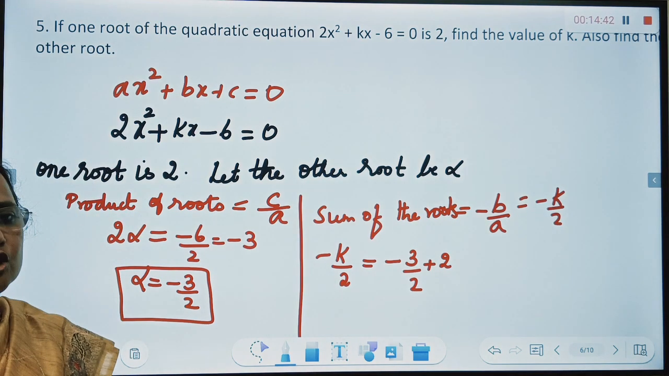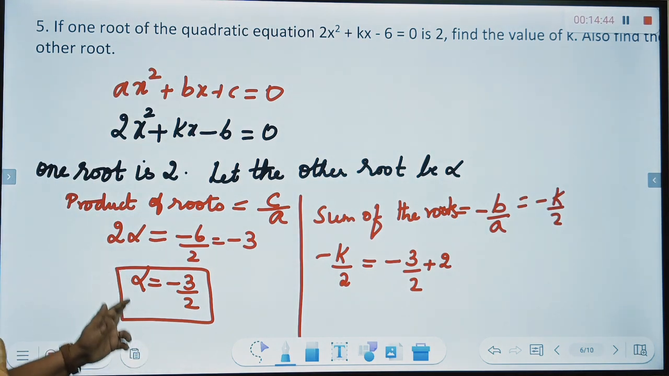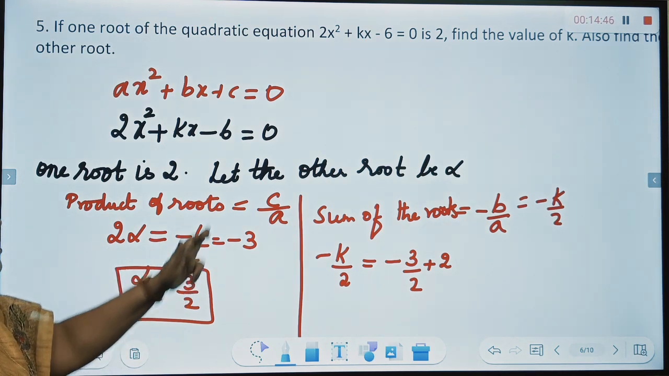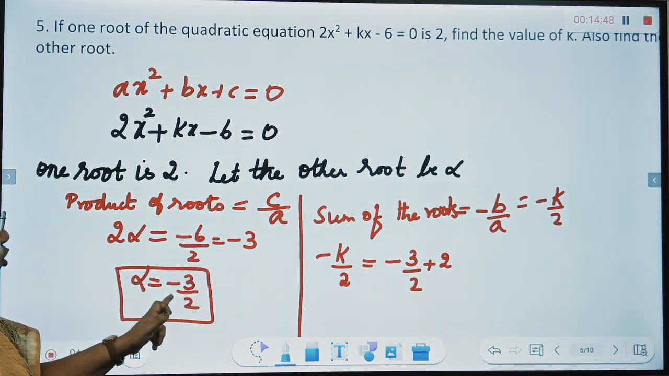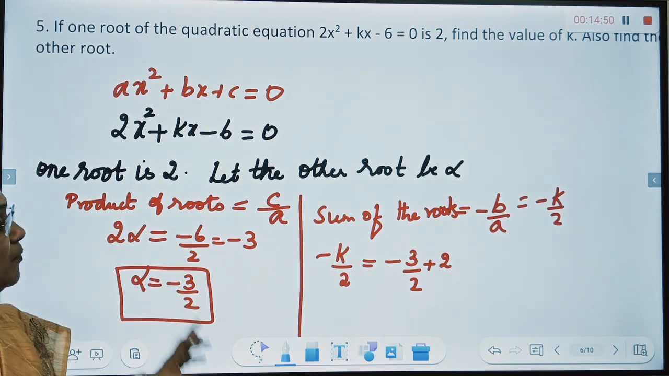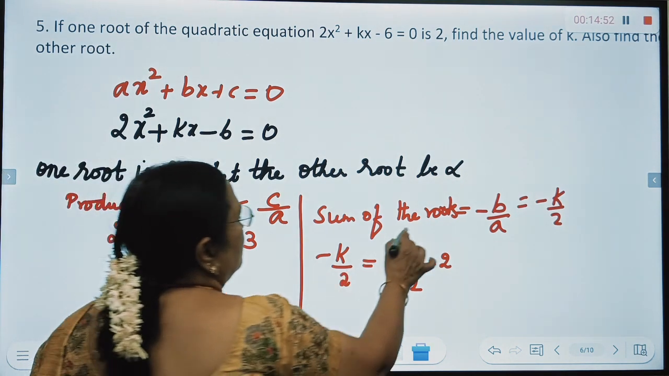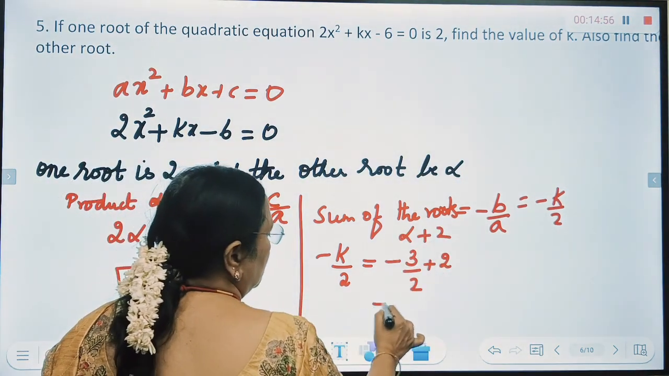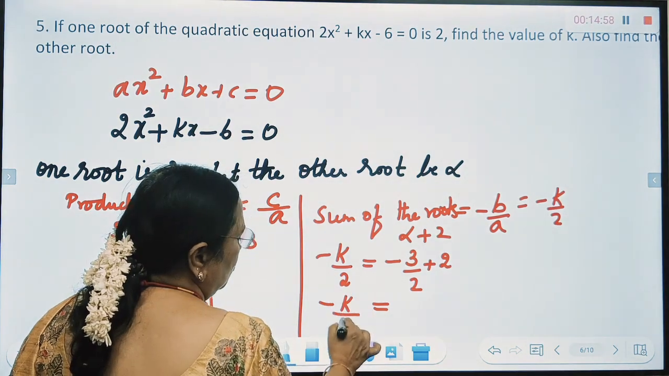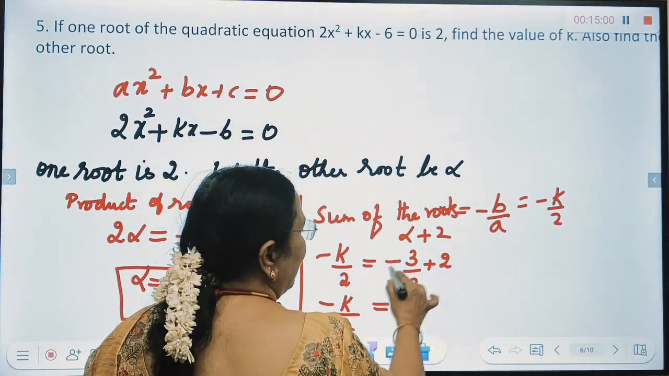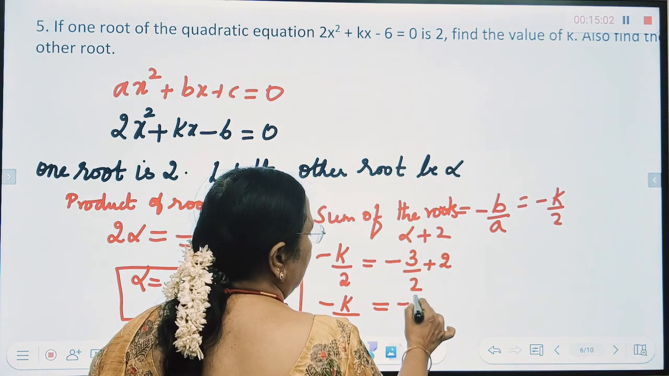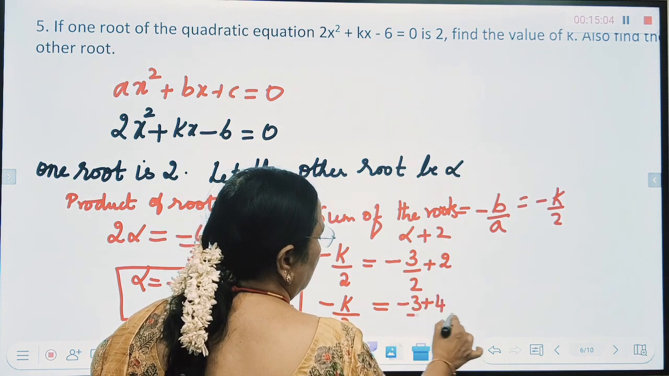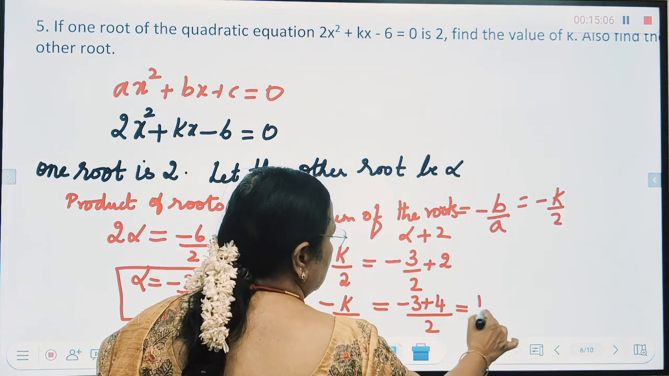One root is given as 2. The other root we have found using the fact that the product of the roots is c by a. The other root we have found to be minus 3 by 2. Sum of the roots is alpha plus 2, minus 3 by 2 plus 2. So minus k by 2 equal to minus 3 plus 4 by 2, which is half.